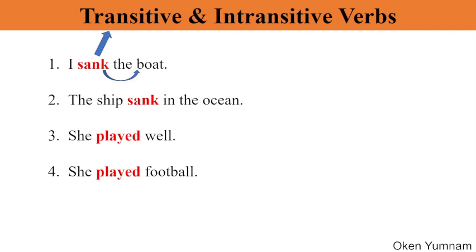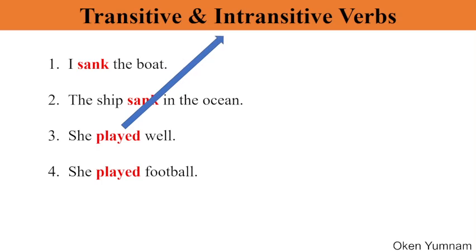Similarly, the same verb again, look at number 2. The ship sank in the ocean is intransitive because the ship did not do the action of sinking, and the ship sank has no object here. It only shows where it sank. Similarly, number 3, she played well. She played what? No object. Yes. It only shows how she played. So this is also intransitive because it has no object.